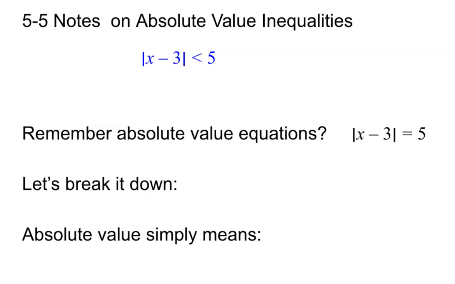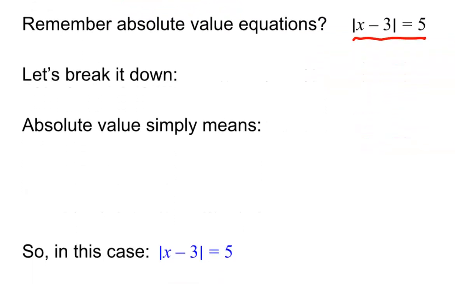We're going to go over these notes. And before we get started, we need a quick review. So this is an absolute value inequality. That's what they look like. But first we have to remember what absolute value equations are. So this, the absolute value of x minus 3 equals 5. We've done it before, but we want to just make sure we remember what it means.